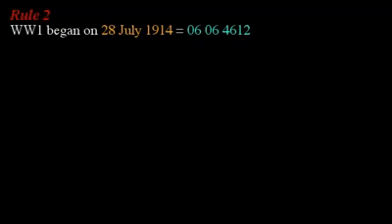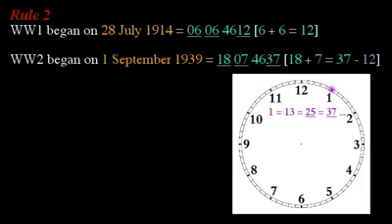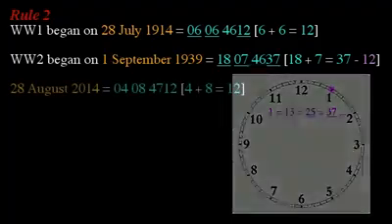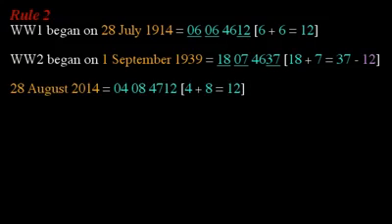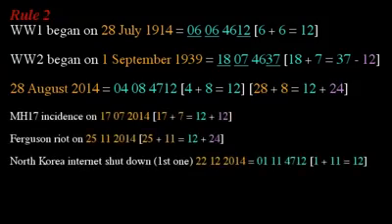World War I began on the 28th of July 1914, which is 6th day, 6th month, 4612. The sum of 6 and 6 is 12. An additional rule applies to the date of World War II, where 25 and 37 are the same on the clock. This rule applies to 28th August 2014. Notably, 28 and 8 from the solar date also add up to a multiple of 12. The same rule applied to MH17 incidents, Ferguson riot, and the day when North Korea's internet was seriously attacked for the first time.